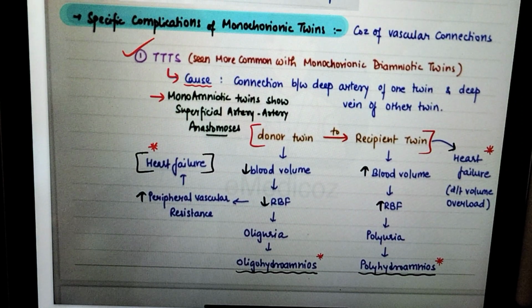In donor twin, there will be decreased blood volume causing decreased renal blood flow that can lead to increased peripheral vascular resistance causing heart failure. Decreased renal blood flow can also cause oliguria and can lead to oligohydramnios. In the recipient twin, there is increased blood volume causing increased renal blood flow leading to polyuria and then polyhydramnios. In the recipient twin, heart failure can occur due to volume overload.